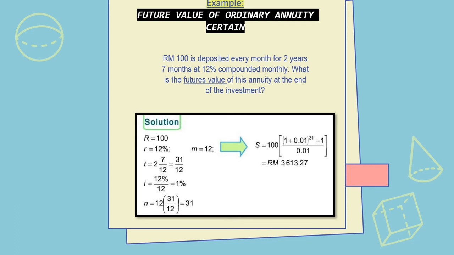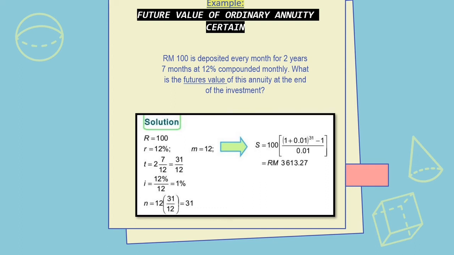So next, this is an example for the future value of ordinary annuity certain. The question here is 100 ringgit is deposited every month for 2 years 7 months at 12% compounded monthly. What is the future value of this annuity at the end of the investment? You can see the solution below. First of all, we need to find the R, the periodic payment, and the interest rate. So here is the solution.